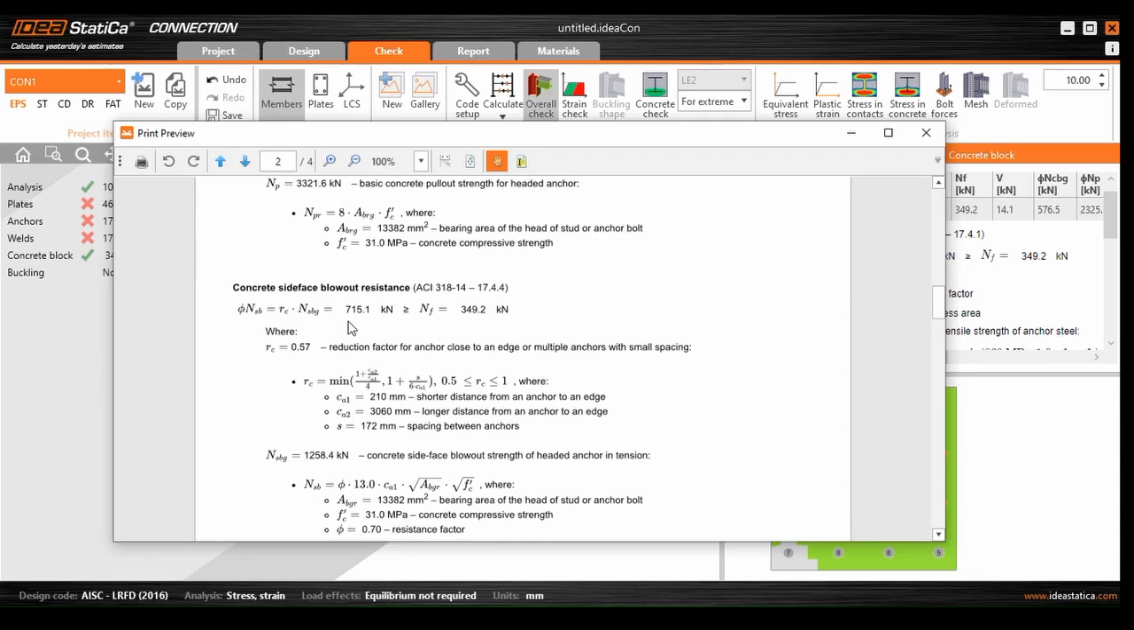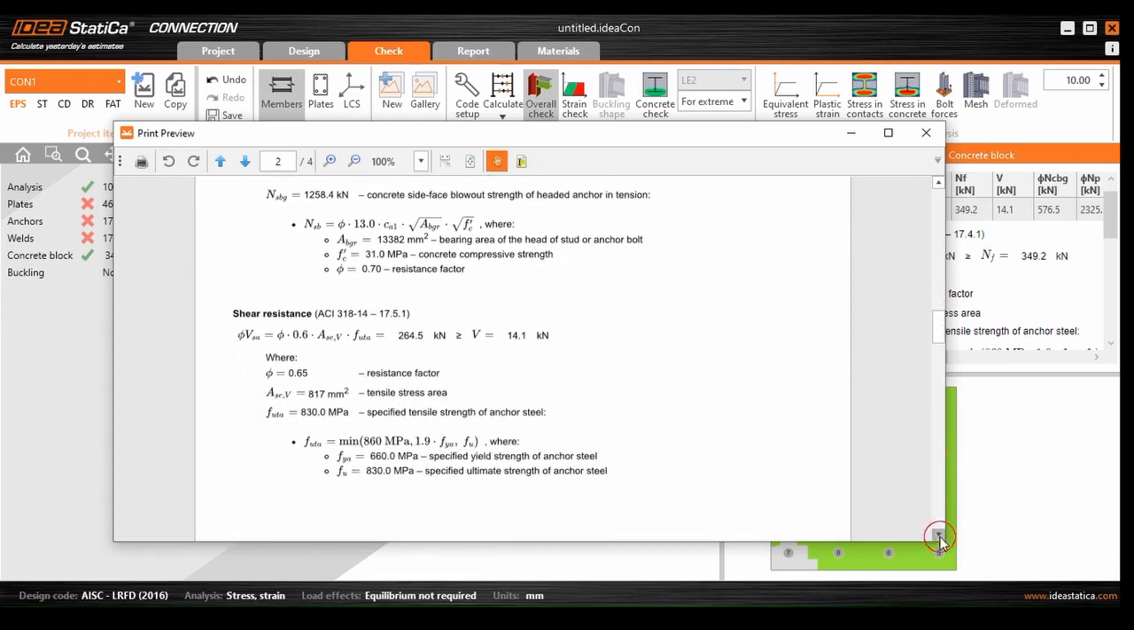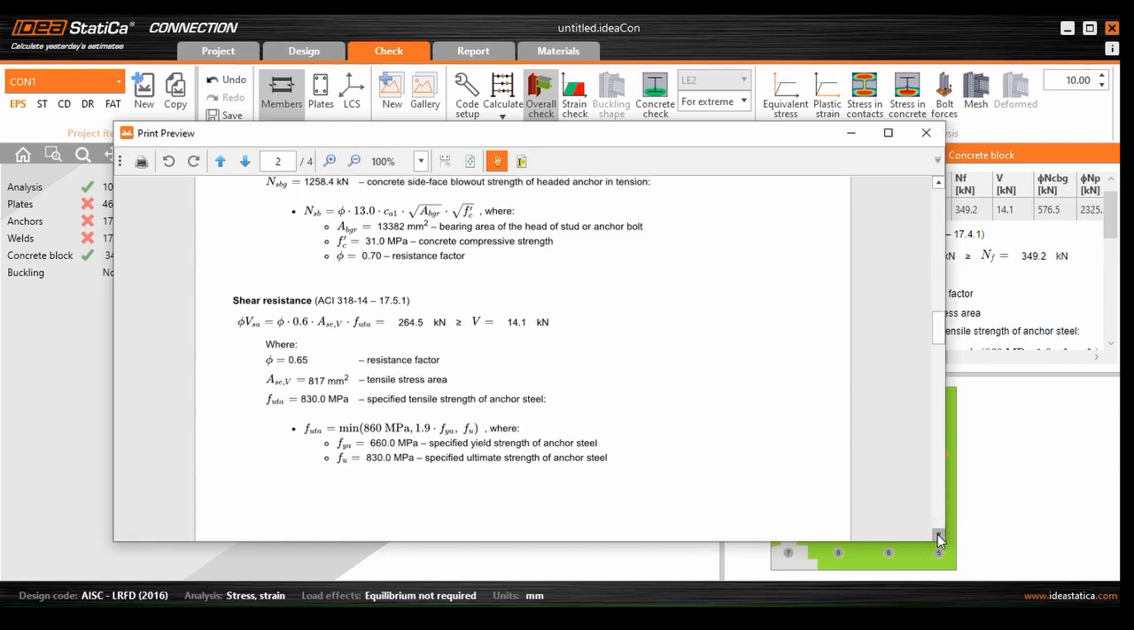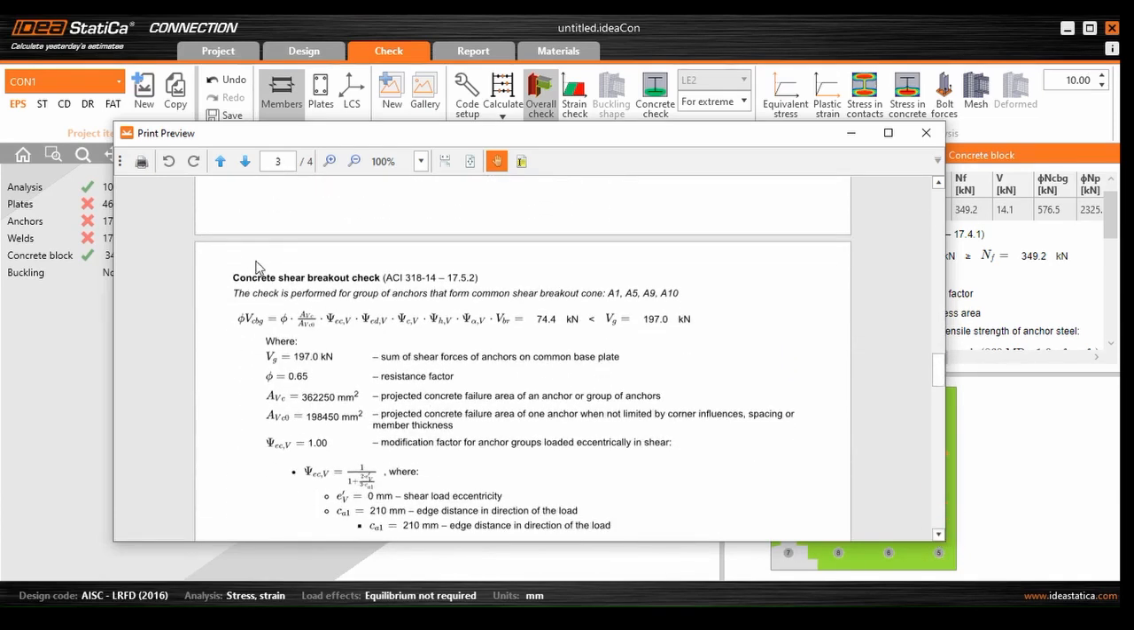So in the next part, we get to control the shear. Net area of the anchor is enough to produce suitable resistance. Let's say it can withstand the shear force. Safety factor is very high here. We may reduce the diameter of the anchor. We can do it. In the next part, IDEA controls the concrete shear breakout.